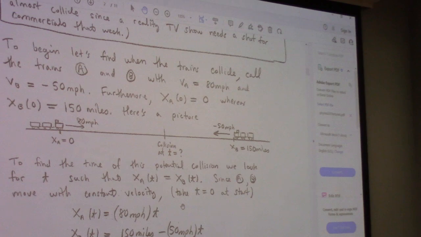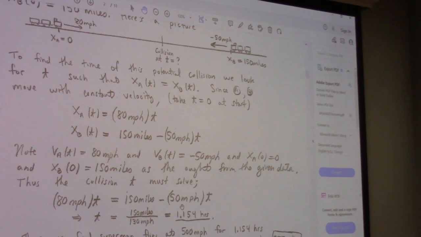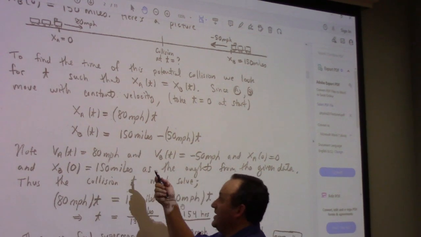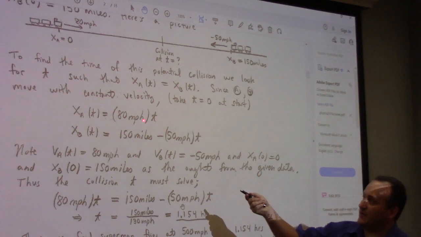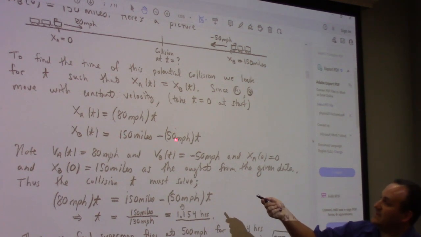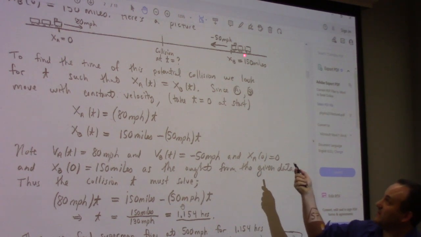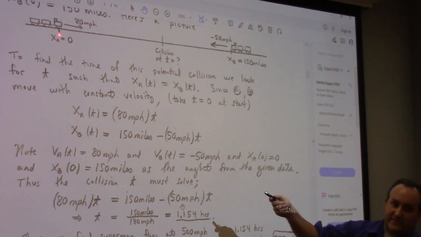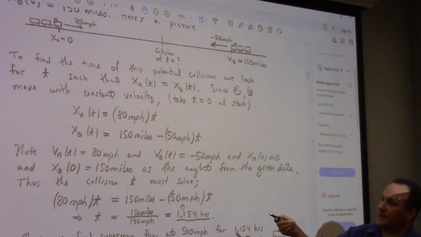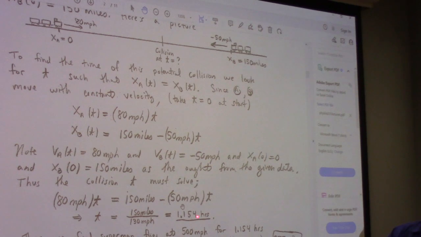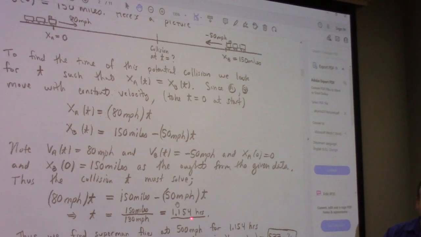In this case, the acceleration is 0, right? So we just have velocity times time for our formula. So 80 miles per hour times t, or 150 minus 50 times t, because it starts over here. I'm putting the origin at the start where train A is, right? And then I set them equal, and that tells me what time they collide, which is at 1.154 hours.